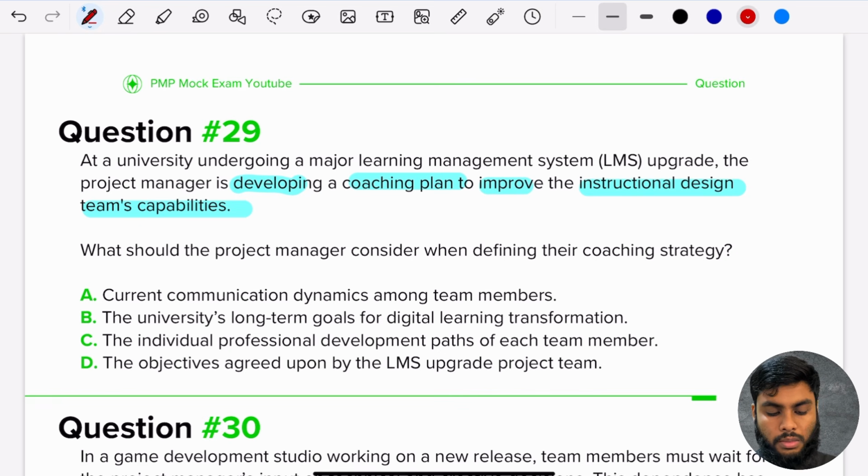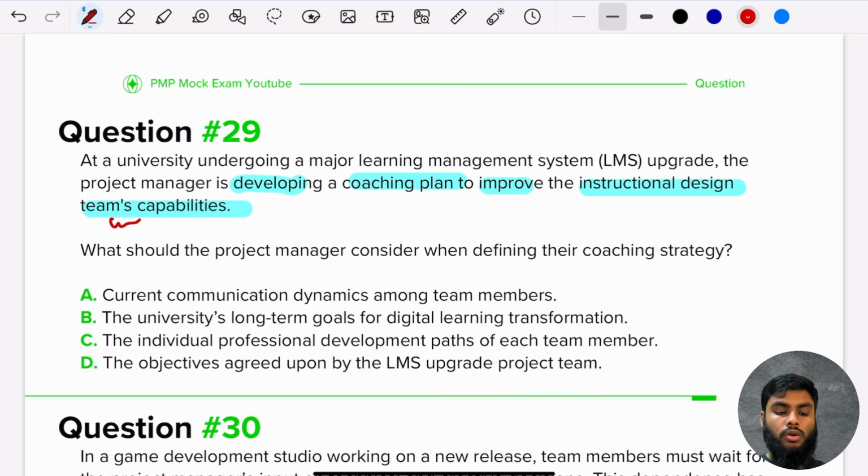Current communication dynamics among team members. Okay. The university's long-term goals for digital learning transformation. All right. Now, I don't really like this answer because we're talking about the team's capabilities, right? Not the entire university's capabilities. So let's just move on. I'm not going to eliminate it right away. The individual professional development paths of each team member. Okay. The objectives agreed upon by the LMS upgrade project team.